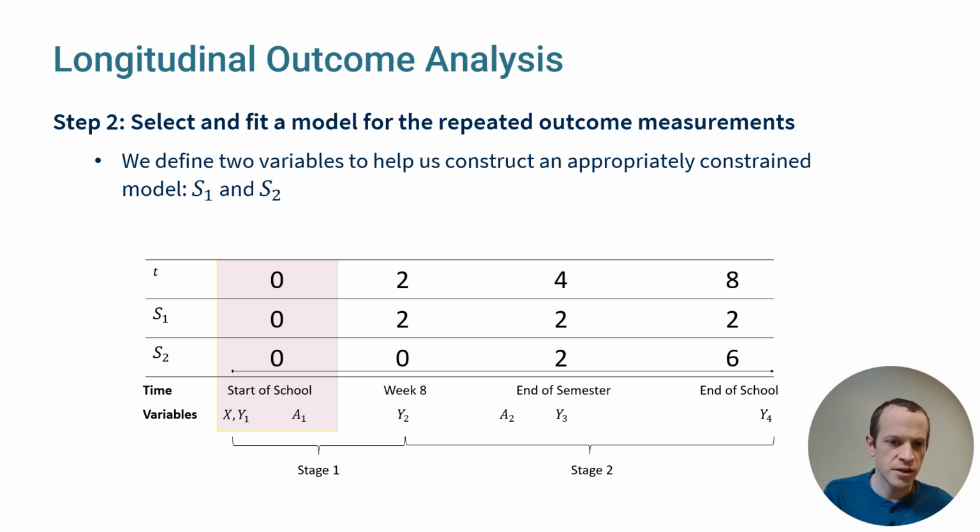So let's look at this first time point. Initially at the start of the school year, both of these variables, S1 and S2, are going to be equal to 0. And that's because no time has elapsed in either of the stages. Then 2 months in, we're going to set S1 equal to 2. And the reason for that is that 2 months have elapsed within stage 1. No time has elapsed in stage 2, however, which is why S2 is still equal to 0.